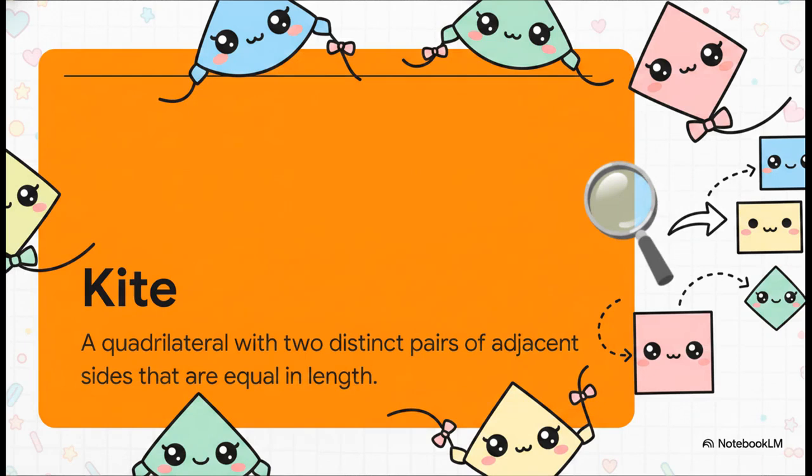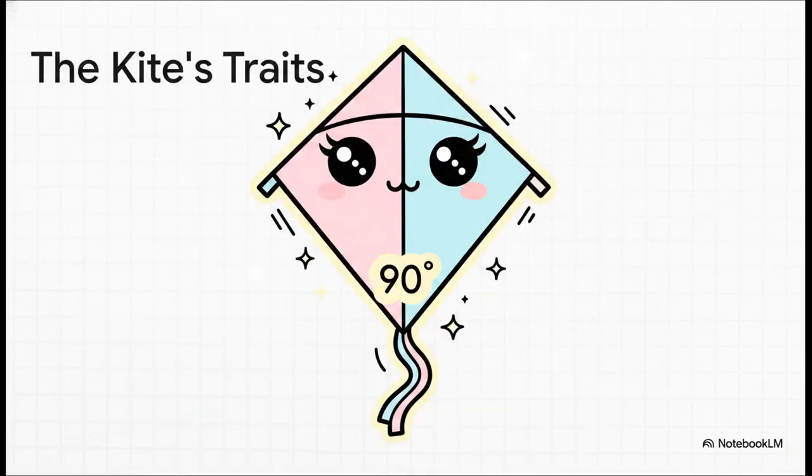Now, let's step slightly outside that immediate special parallelogram family for a moment and introduce a distant cousin. Meet the kite. A kite is defined as a quadrilateral with two distinct pairs of adjacent sides that are equal in length. Notice I said adjacent there, meaning sides next to each other, not opposite sides. Because its opposite sides aren't parallel, a kite totally breaks the traditional parallelogram rules.